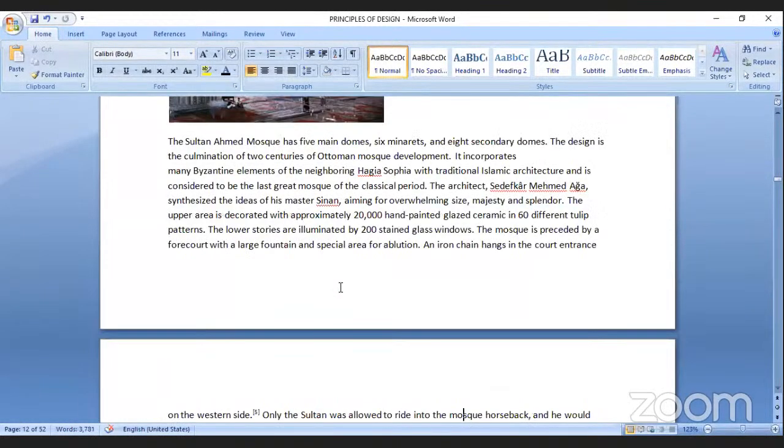We'll see a few interior details and exterior details of this one. Okay, don't memorize it. It's a lot of information. There's no need to memorize it. I'm just giving you info.